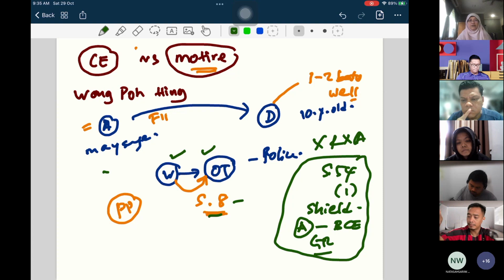So what we have covered so far, number 1 will be what does it mean by character evidence? Number 2, the relationship between character evidence dengan SFE. Number 3, the relationship between character evidence and any other provision, for example, evidence of motive. Okay, ada soalan atau tidak? Up to this stage. Tak ada soalan? Puan, Ya.